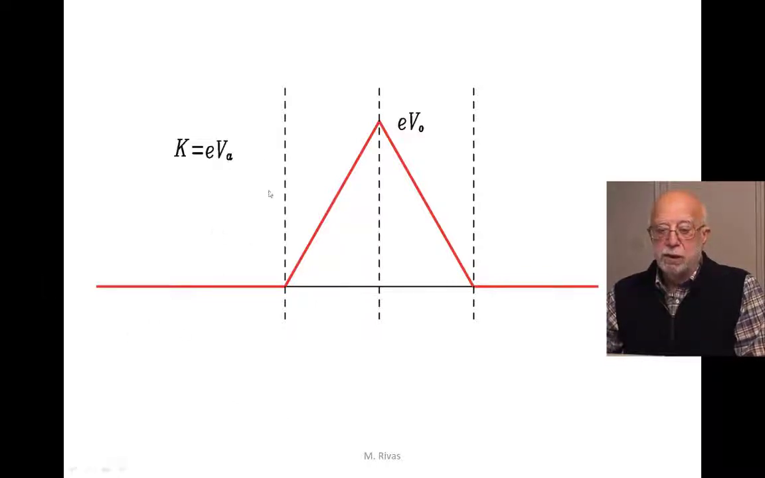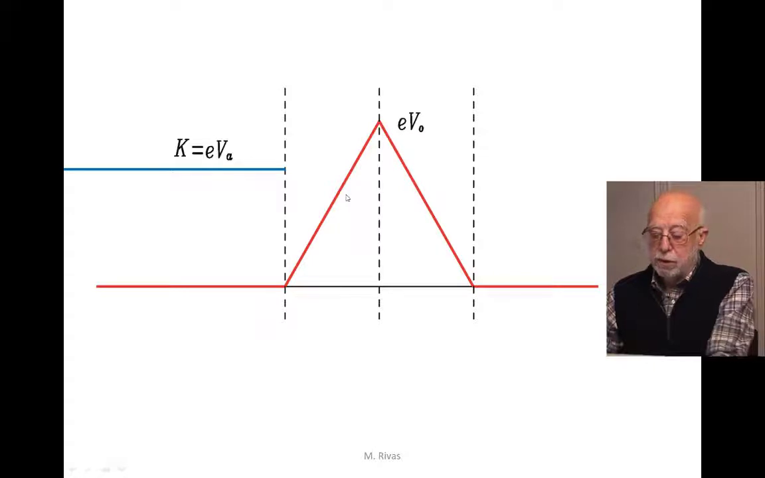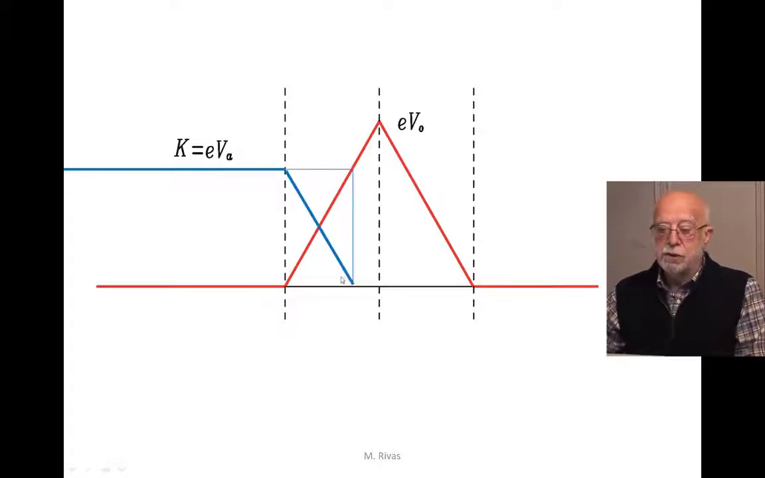We accelerate electrons with an acceleration potential VA below V0, so that the kinetic energy of the electron on the left-hand side is constant while the electron is outside the electric field. Because fields are conservative, the addition of potential energy plus kinetic energy is constant, so when the electron penetrates in this region, potential energy rises so that the kinetic energy decreases up to 0.